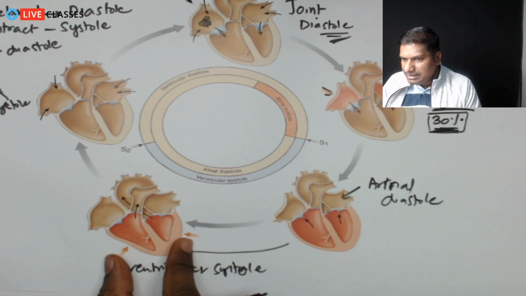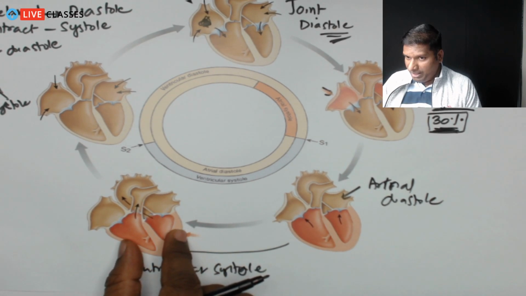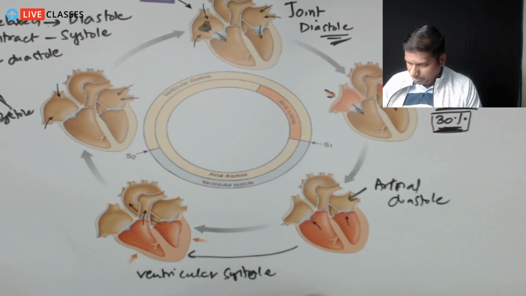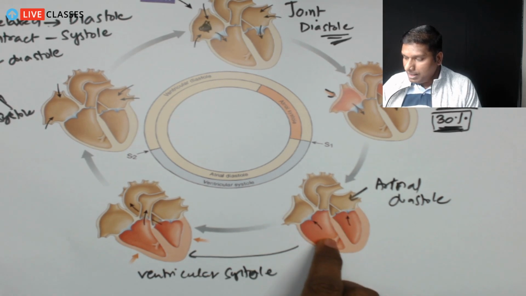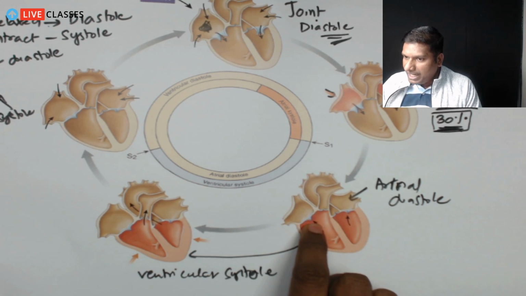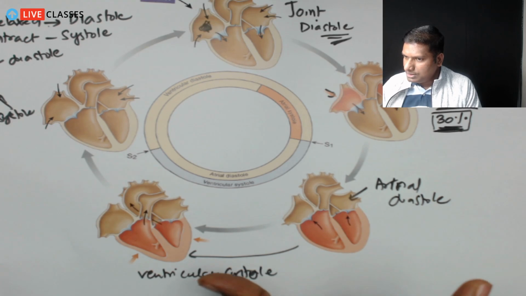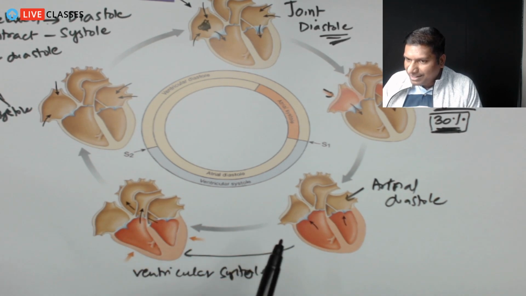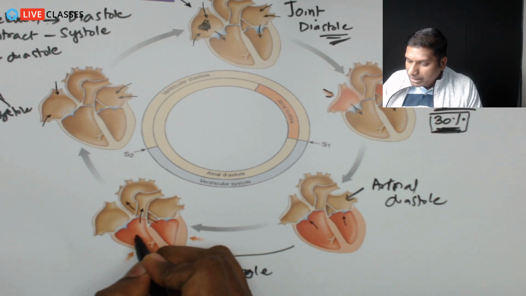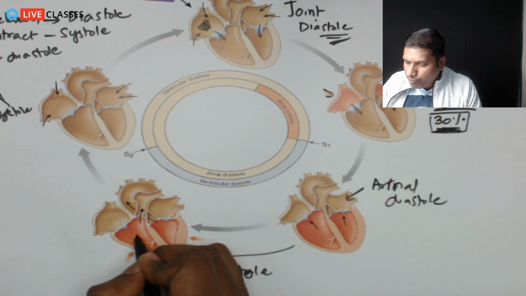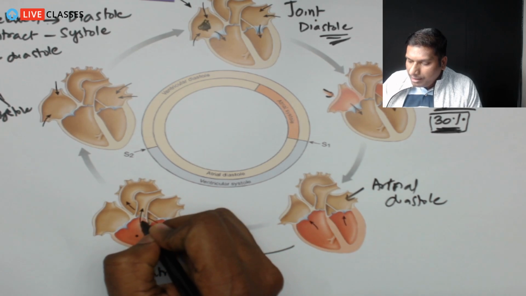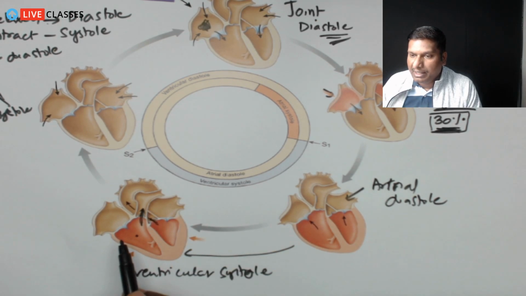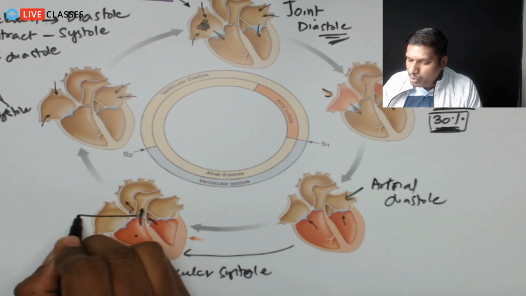So the moment ventricular systole happens, two things I told you will happen. One is they'll push the tricuspid and the bicuspid valves to close. And the second thing is, because of that pressure and because of the contraction of the ventricle, the blood will now start moving from the ventricle into the pulmonary artery and the aorta. So here the semilunar valves open.